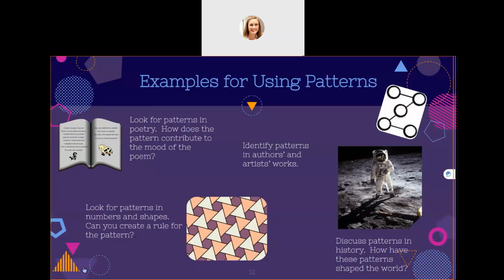You can even have students think about a typical day at school and what patterns emerge in their day, and consider what might happen if that pattern was broken.